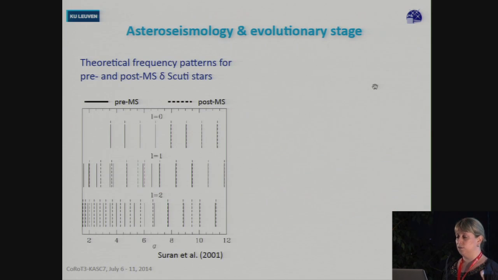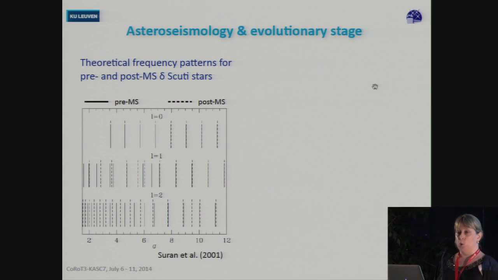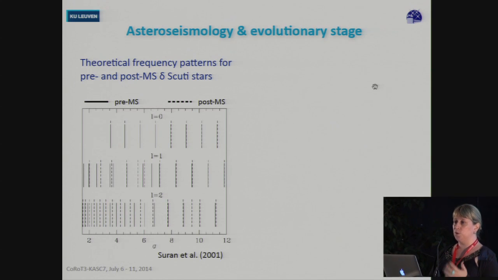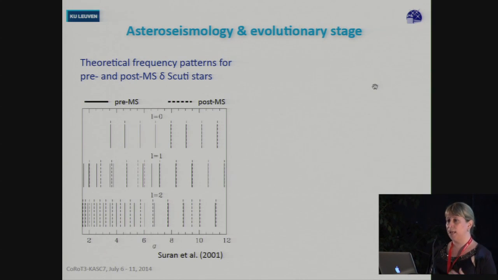So of course, here comes asteroseismology into play. It was already shown in 2001 in a paper by Suran et al. that if you observe a dense enough frequency spectrum, you can distinguish the evolutionary stages just from the pulsational properties. So you might have seen this diagram already before. You have now the pre-main sequence models drawn in solid lines, and the dashed lines are the post-main sequence excited frequencies.